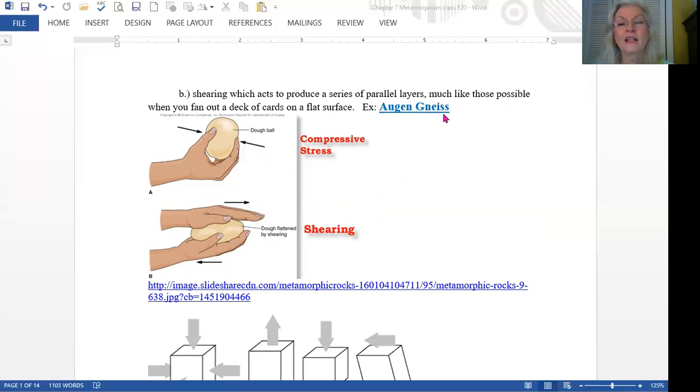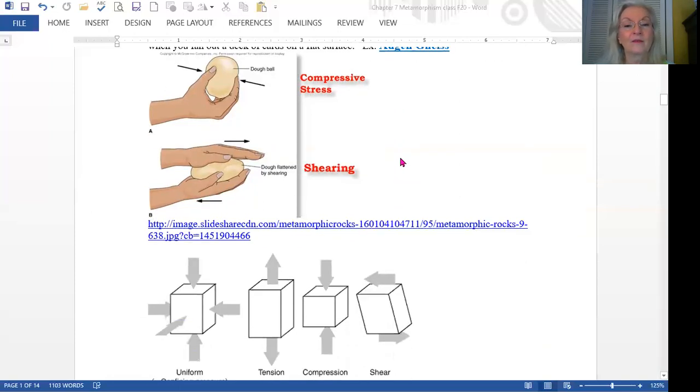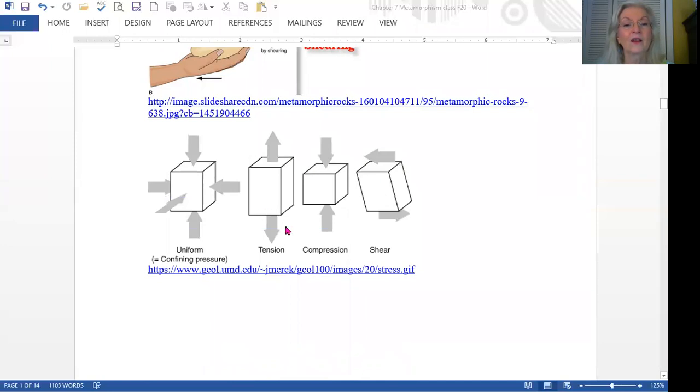An example of that is Augen gneiss. It is a specific type of the metamorphic rock gneiss. Augen is the German word for eye, and you'll see why when we look at a photograph of it. So again, you've got confining pressure, pushing in uniformly in all directions, which just reduces the pore space. Tension would be pulling out. That's a form of directed pressure. Compression would be pushing in, again, directed pressure. And shear compresses and rolls at the same time.